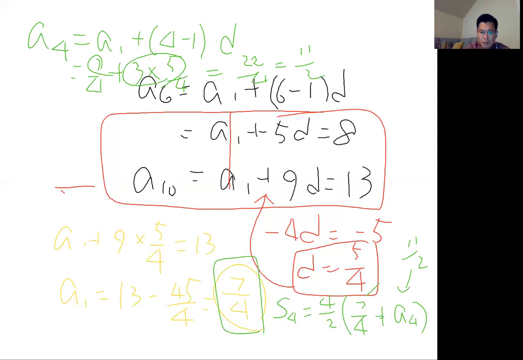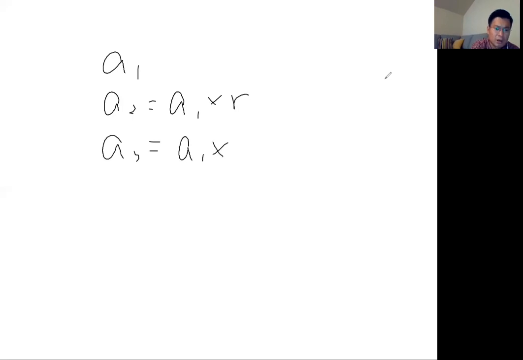And move on to geometric sequence. The difference between an arithmetic sequence and a geometric sequence is that in an arithmetic sequence you're adding or subtracting, and in a geometric sequence you're multiplying or dividing. The formula is pretty simple. A1, and then a2 is a1 times the ratio r. For a3, you multiply another r onto a2. So for a4, that is another r you multiply.